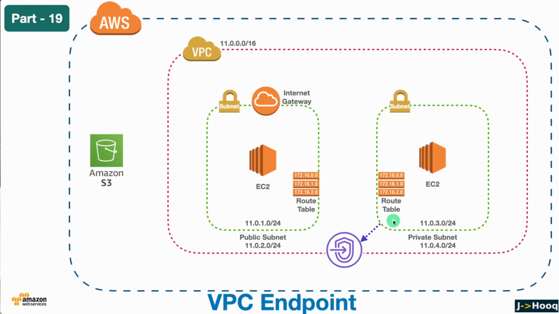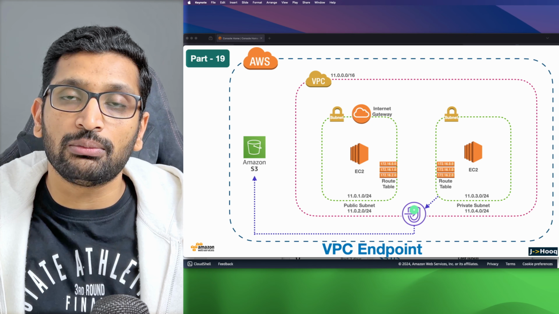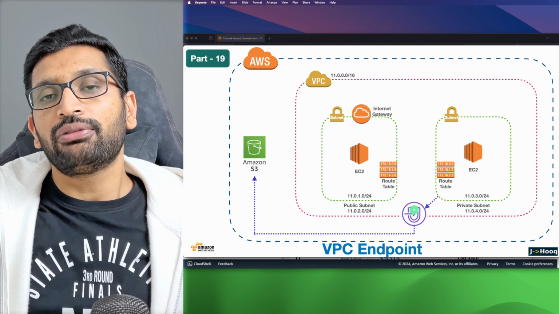So here you can see this is our VPC endpoint, which is attached to our VPC. Any resource which is present inside our private subnet, for example, this EC2, will go and check with the VPC endpoint, and that VPC endpoint will help to communicate or reach out to the S3 bucket present in your AWS account. So what's the benefit of this approach?